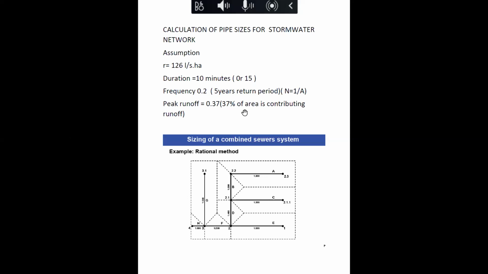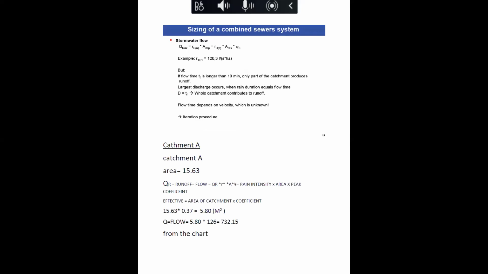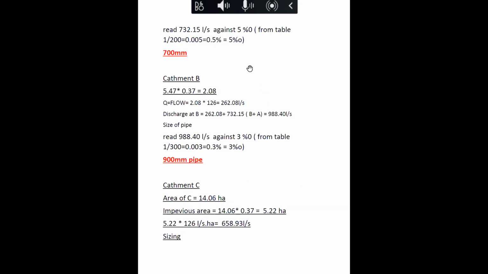So for the storm, exactly the same thing you will do. The difference is that when you get this area, you multiply by the peak runoff coefficient to get the effective area. Multiply the effective area by the value you read off from your IDF, you get this value. And when you get this value, you now go to the chart. When you read it off in the chart, you get 700 mm as the pipe for catchment A. Catchment B, 900 mm.